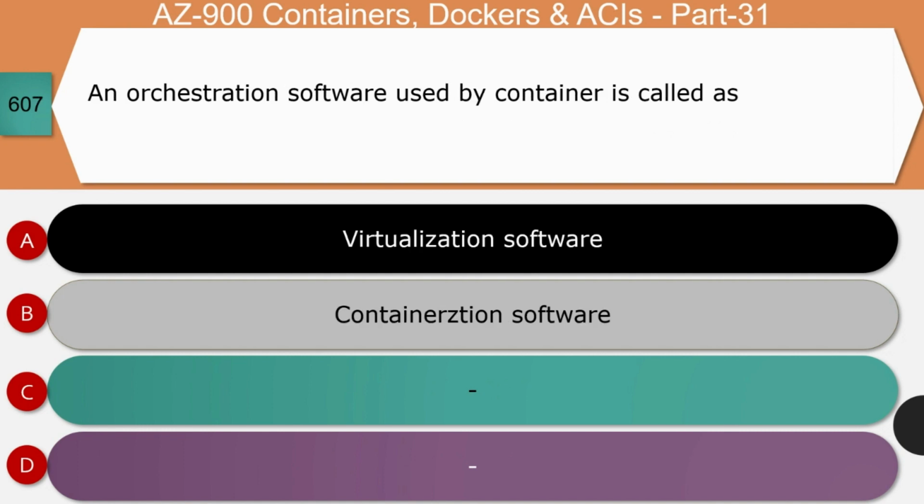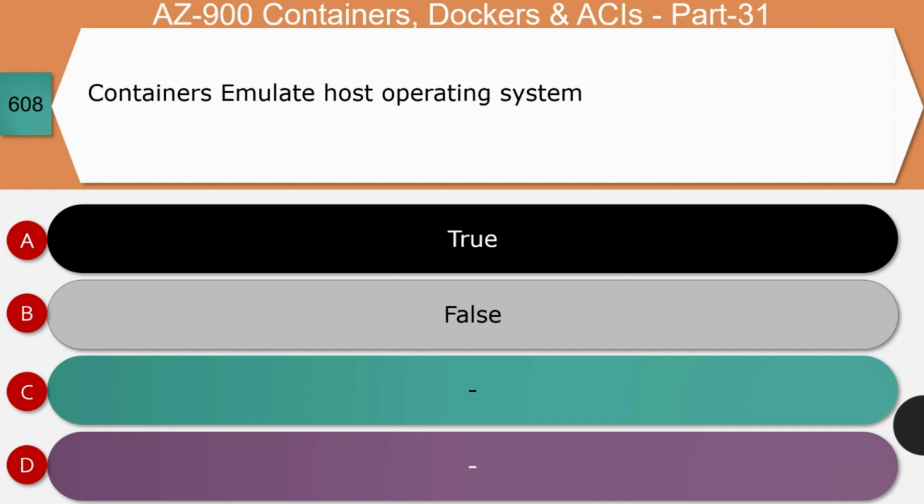Next question. The orchestration software used by containers is called virtualization software or containerization software. The right answer for this question is containerization software. In the case of VMs, it is virtualization software like a hypervisor. So the right answer for this question is option B. Next question. Containers emulate the host operating system. Is it true or false? The right answer for the question is true, that is option A. Containers emulate the host OS, whereas the VM emulates the host hardware.